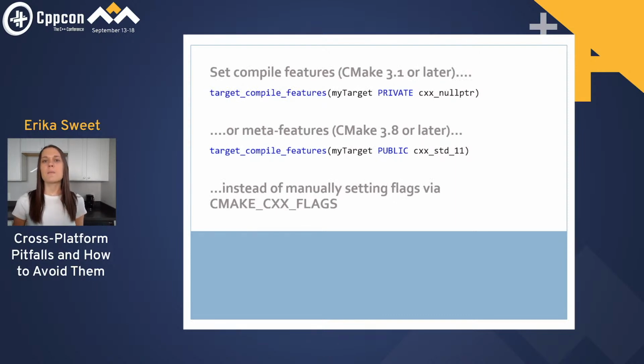A third example is to set compile features. So in this first example, we're setting one compile feature that's required to compile this specific target, or meta features. So in the second example, we're setting a C++ language standard that's required to compile this target, instead of manually setting flags. You don't need to be in the business of maintaining flags and error messages for every version of every compiler, because that's something that CMake can help you with. You can also set optional compile features that say, hey, use this feature if it's available, but don't set a hard requirement, or conditional compile features. So for example, you can use a generator expression to say, require this one specific compile feature only when the compile ID matches GNU.